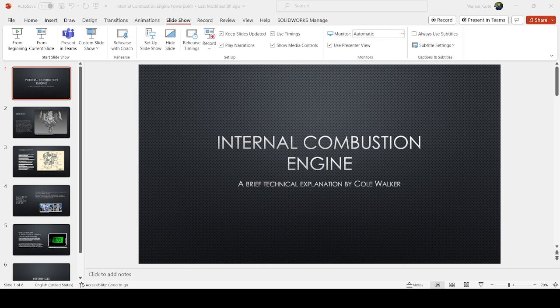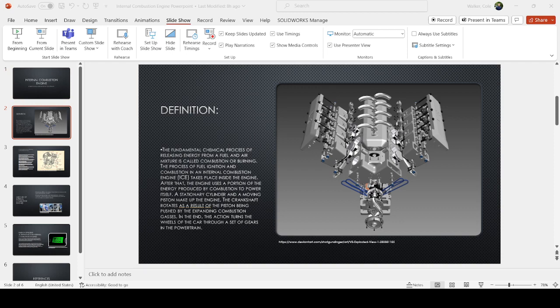So today I'll be giving a brief technical explanation of an internal combustion engine. The real definition of an internal combustion engine is the fundamental process of releasing energy from a fuel and air mixture, which is called combustion or burning. And the process is a fuel ignition and combustion inside of an internal combustion engine, also known as ICE. And it takes place inside of this engine here.